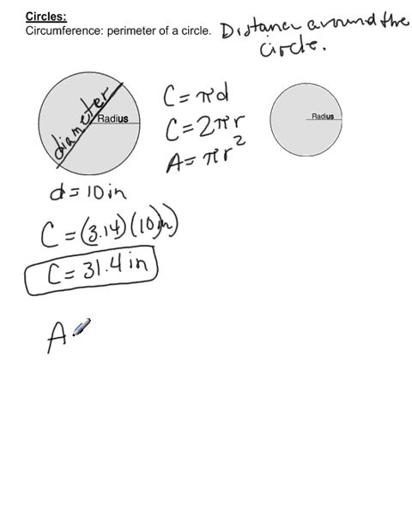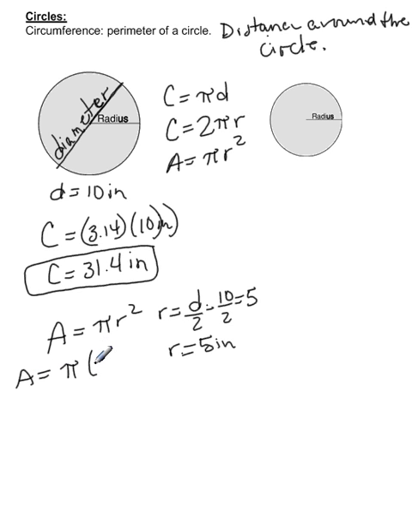Okay, let's practice something else. On the area, we know that it has to be pi r squared. There's only one formula. So the first thing we have to say is, since our radius is going to be our diameter divided by 2, it's going to be 10 divided by 2, which is 5. So we know that our radius is 5 inches. Okay? All right, so the area is pi times 5 inches squared.